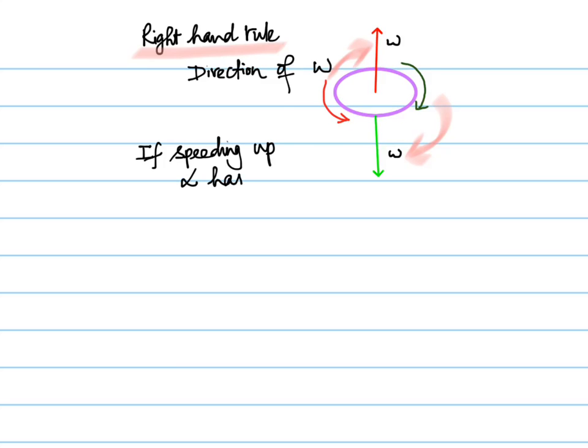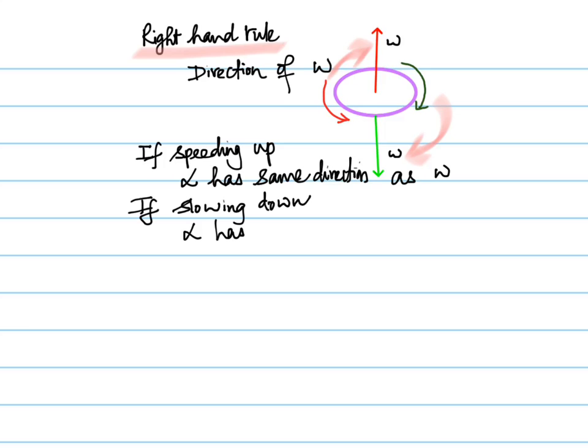Now, if it is speeding up, alpha has the same direction as omega. If it is slowing down, alpha is opposite to omega. You know that, isn't it? Speeding up or slowing down. So that is bringing the vector thing. Got it?